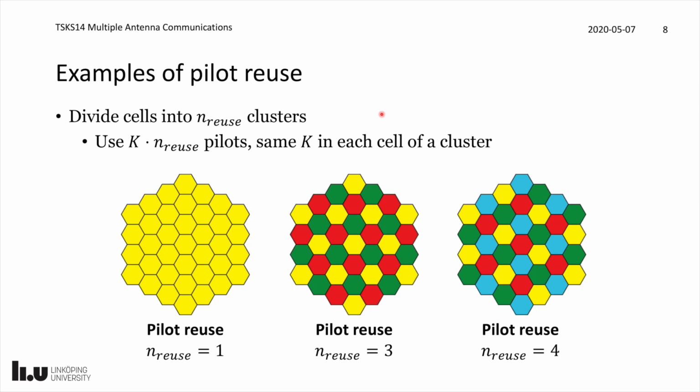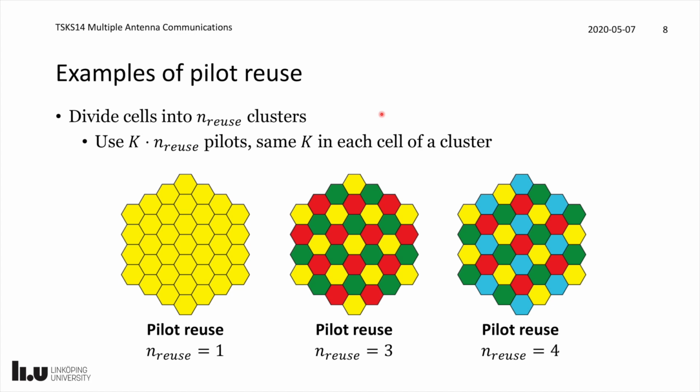We have L times k users in total. And we can't give orthogonal pilots to all of these users, because then we will need to have L times k orthogonal pilots. Say that we have 100 cells and 10 users in every cell, well then we will need to have 1,000 pilots. And typically a coherence interval only contains, say, a few hundred complex samples. So it won't be possible, within one coherence interval, to let all of the users have orthogonal pilots.